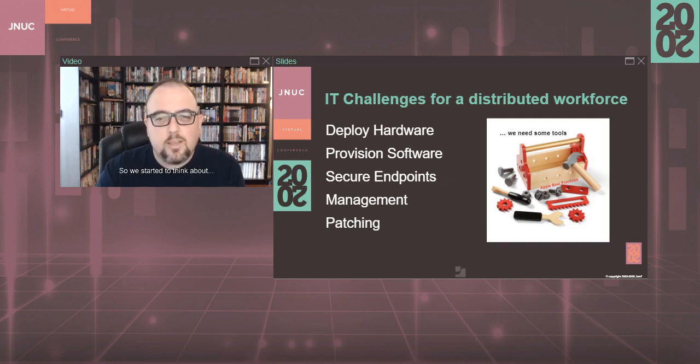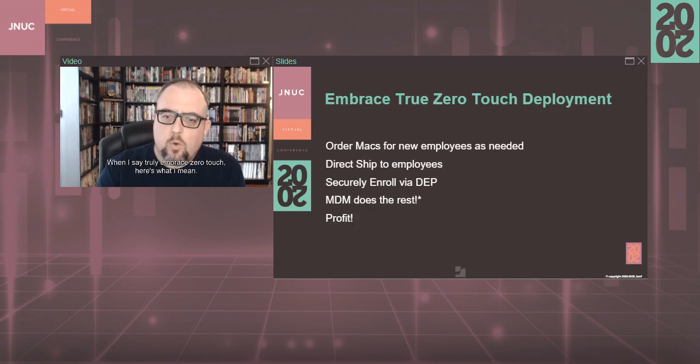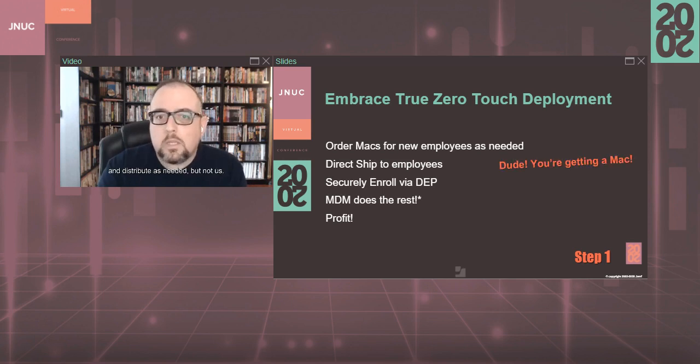So we started to think about, we have to change some of what is a given in IT. But let's start with the basics first. When I say truly embrace zero touch, here's what I mean. Other than a small spare pool used as loaners for repairs, we do not maintain any new stock. We order a new Mac for each new employee, one for one. When you have an office, it's usually more efficient to have some Macs on hand and distribute as needed, but not us. We direct ship from Apple to employee.